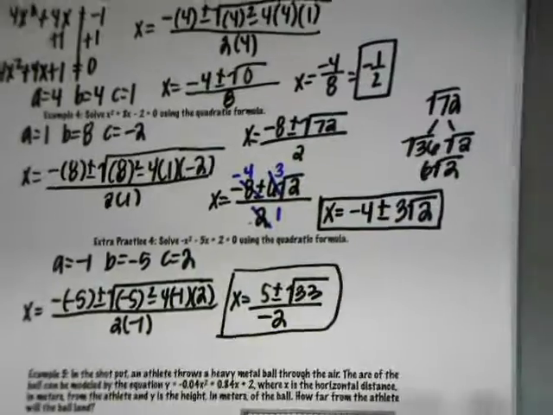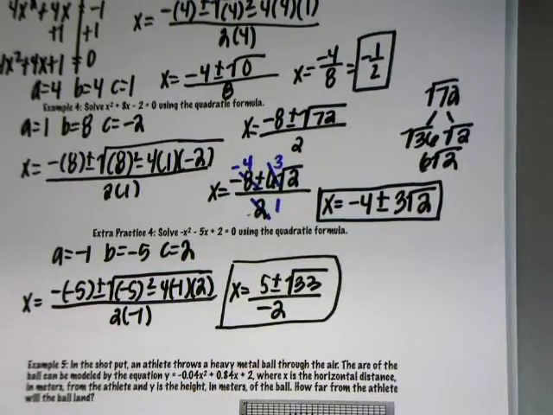Okay, so for this one, the word problems are going to be nasty, the equations. In the shot put, an athlete throws a heavy metal ball through the air. The arc of the ball can be modeled by the equation y equals -0.04x squared plus 0.84x plus 2, where x is the horizontal distance in meters from the athlete and y is the height in meters of the ball. How far from the athlete will the ball land?